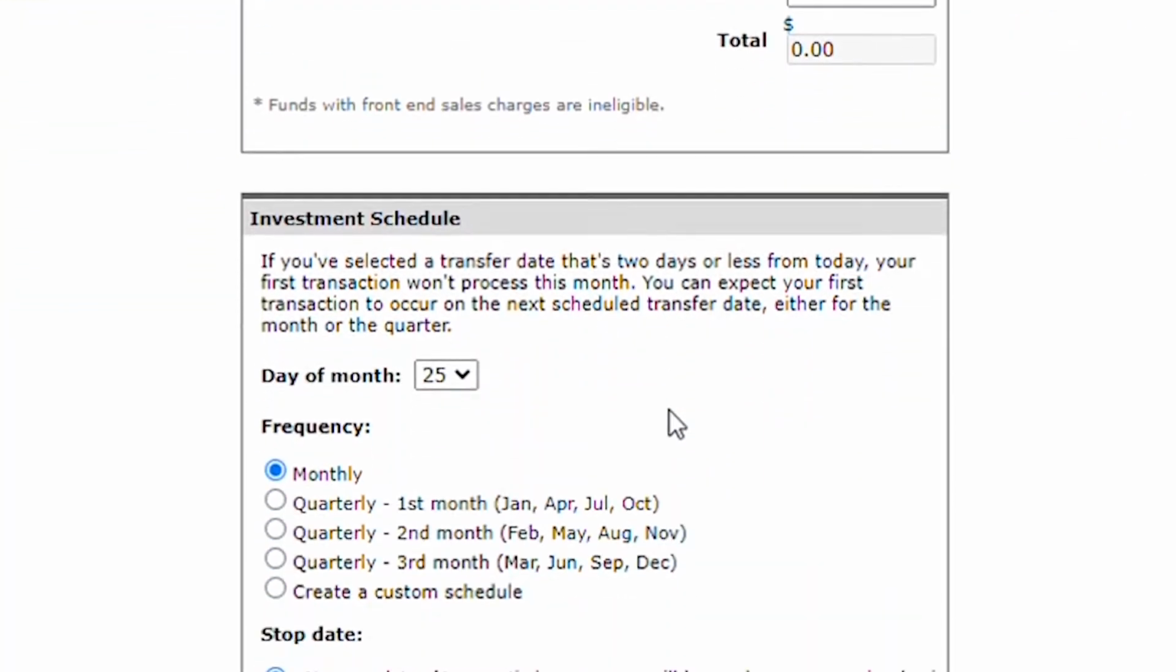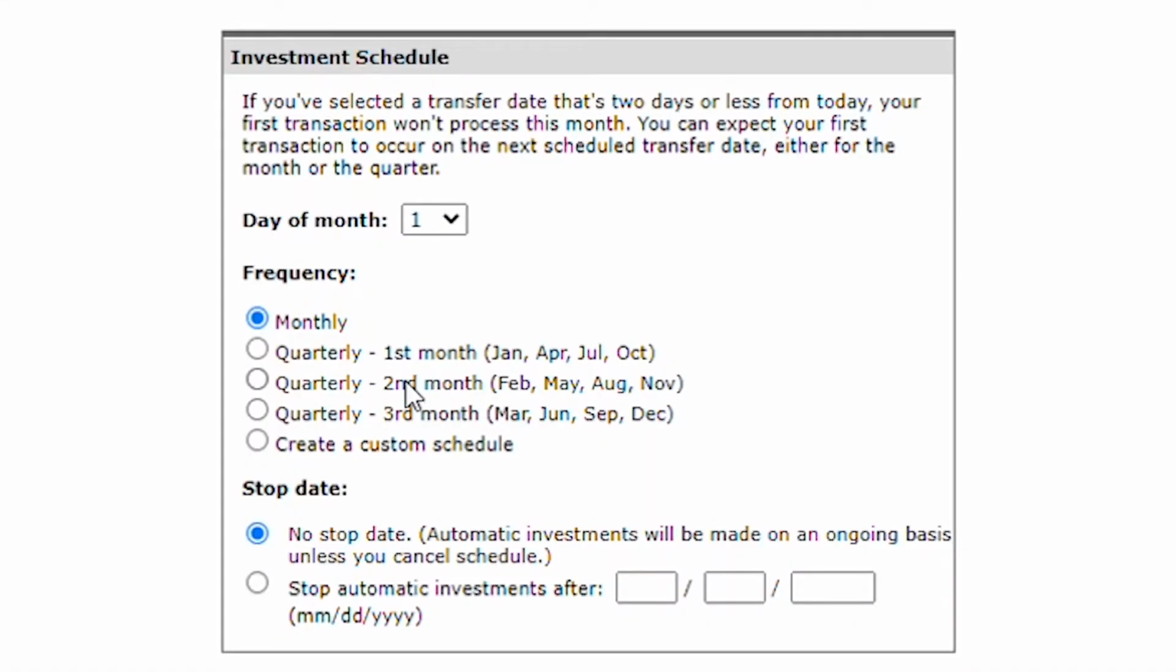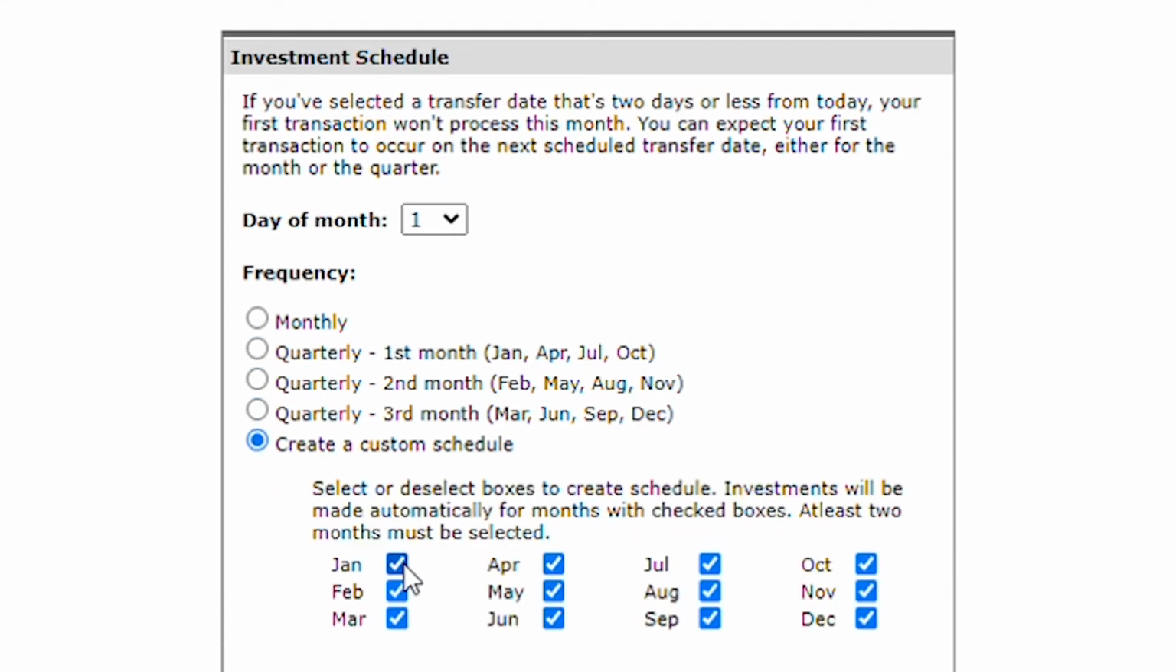You can then choose what day of the month you'd like to make your investment. I imagine most people would choose the 1st or the 15th depending on when they get paid. Then you set the frequency of the investment. Unfortunately, the options aren't very robust. You can do monthly, quarterly, or a specific combination of months. This means that you can't easily set up an automatic weekly investment.